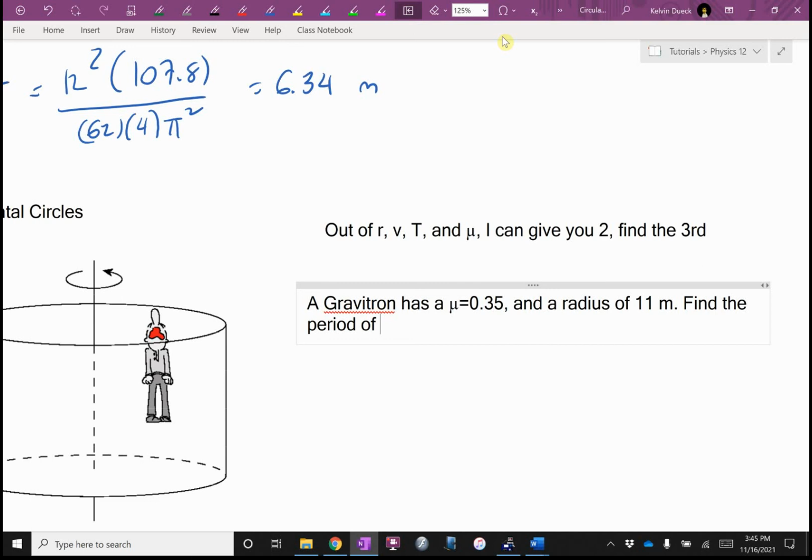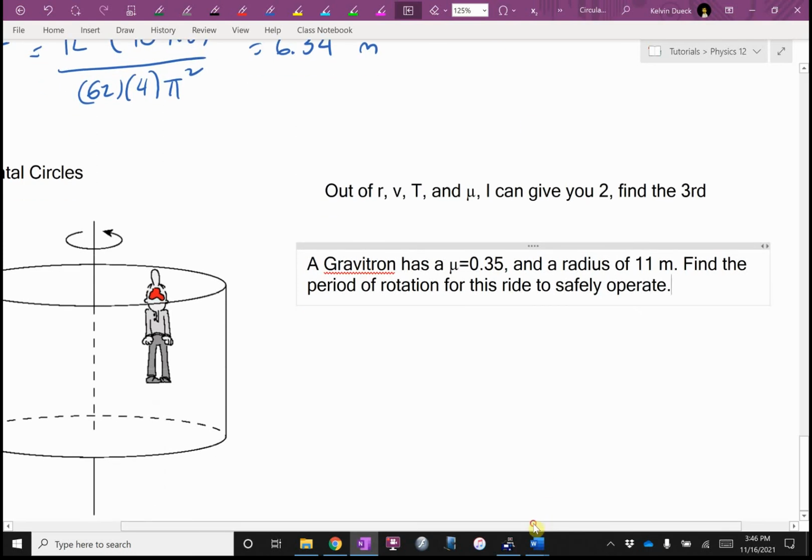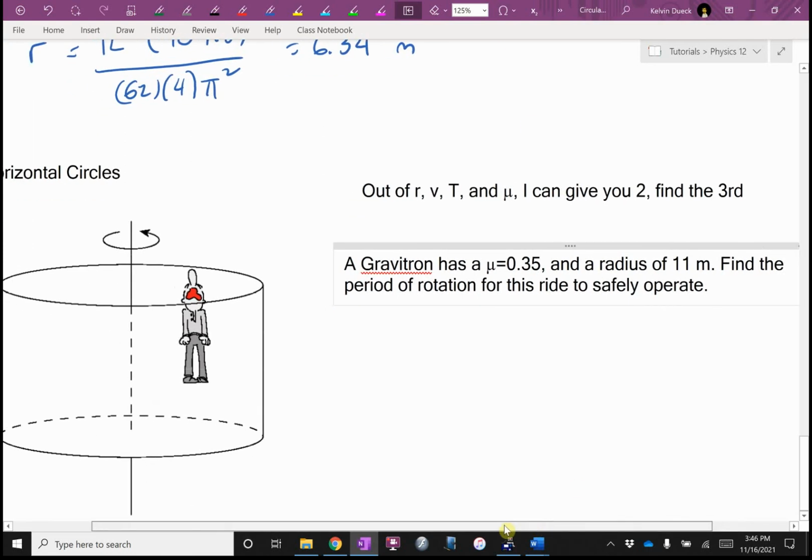Okay, find the period of rotation for this ride to safely operate. Probably we're finding the minimum period of rotation. It could spin in less time, so I might put the word minimum in front of the word period. What is this wanting us to find? What symbol or what concept or what letter is that?